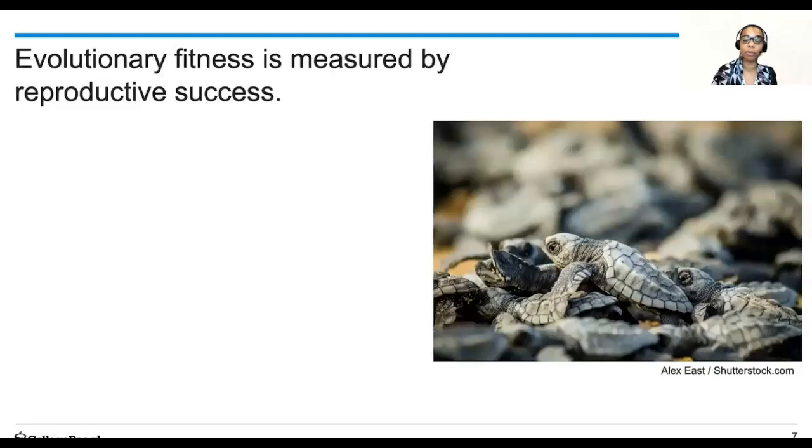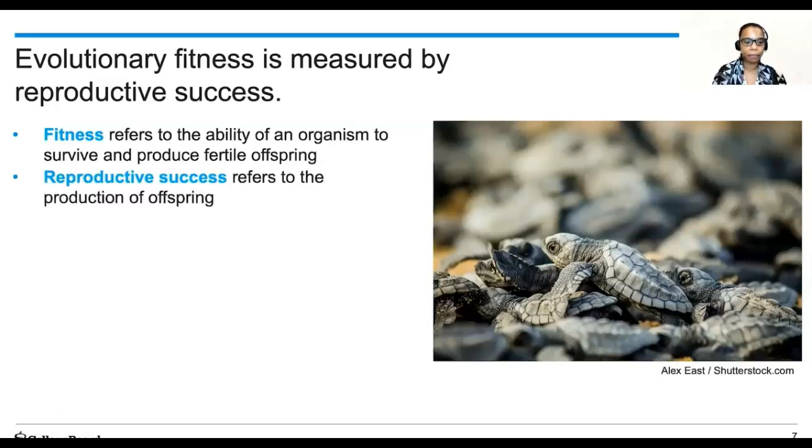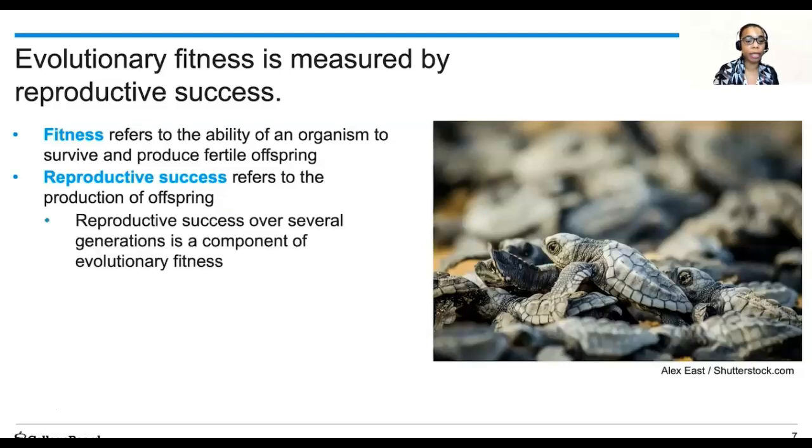Evolutionary fitness is measured by reproductive success. So fitness refers to the ability of an organism to survive and produce fertile, viable offspring. Reproductive success refers to the production of offspring. And reproductive success over several generations is a component of evolutionary fitness.